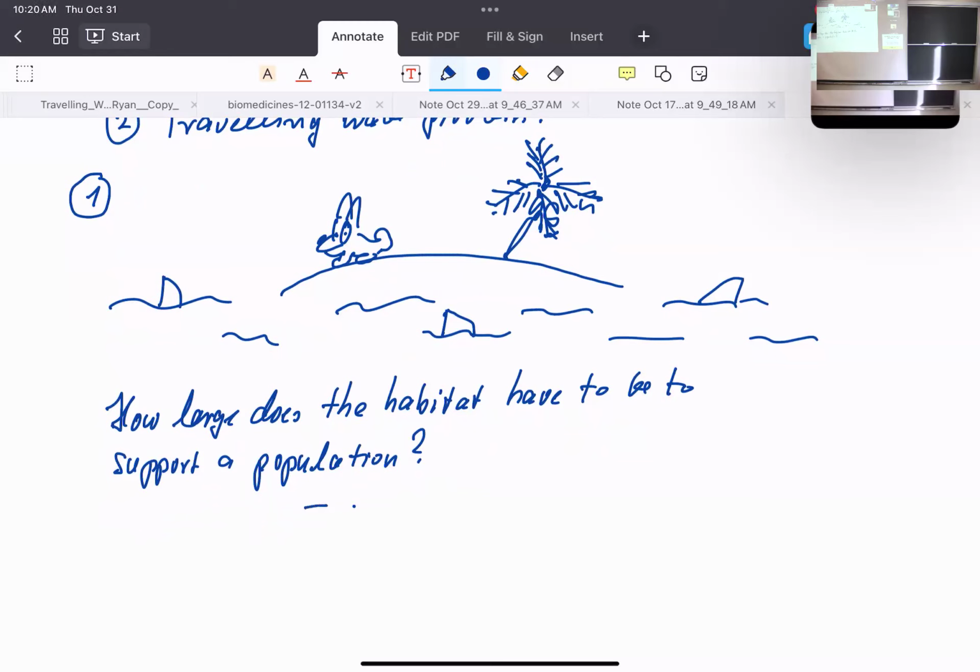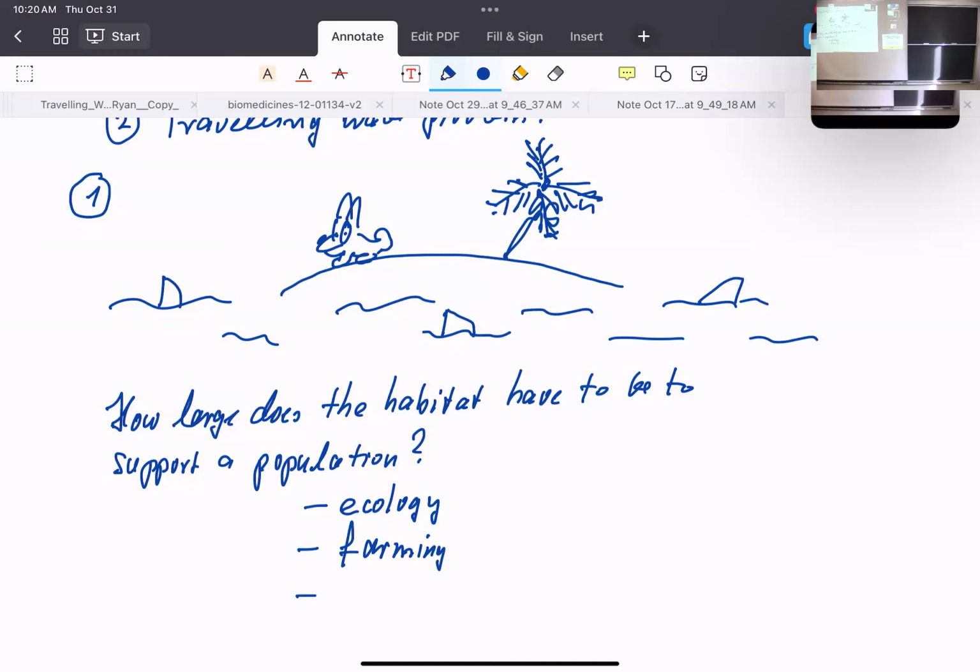So this is important, of course, for ecology, if you want to conserve species. For example, there are marine protected areas. These are areas in the marine ecosystem where fishing is not allowed, and so species are safe. And then you can ask the question, how large does this marine protected area have to be to support this population?